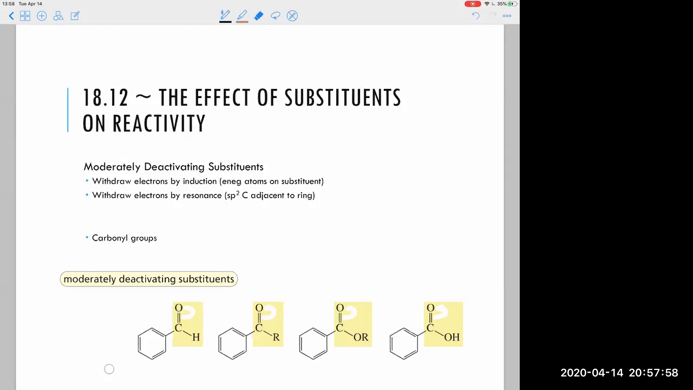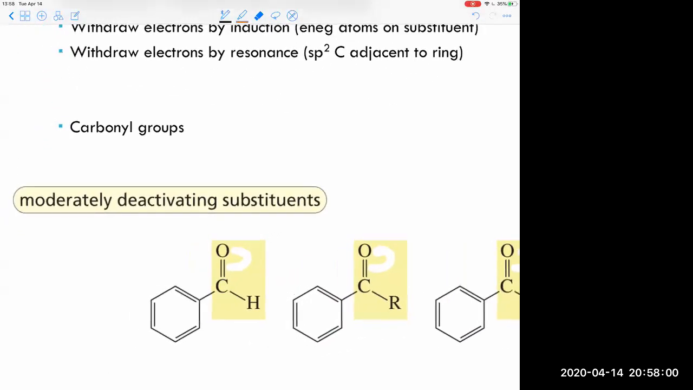All right, so why are these deactivating groups? Well, because this pair of electrons from the ring can be pulled out of that benzene ring and stabilized through resonance, right? So if we, everybody take a second and actually draw me the structure that you would get.